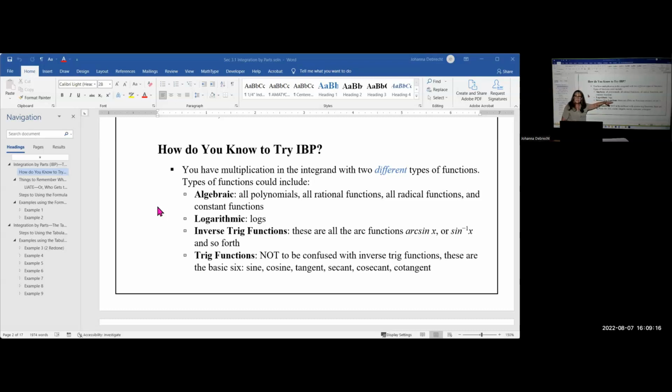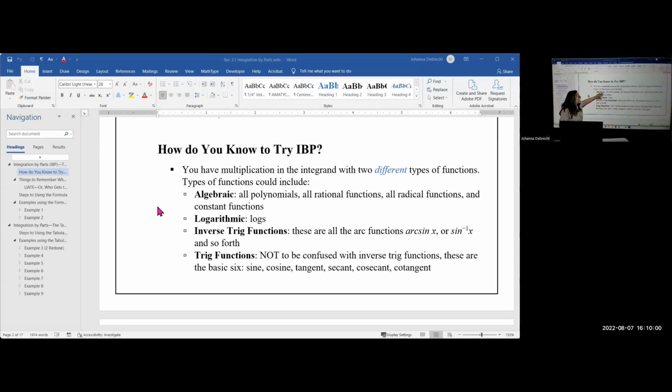Then we have inverse trig functions. These are also fundamentally different from algebraic and logarithmic. These are your arc functions, arc sine of x, arc cosine of x, arc tangent of x, the angle whose tangent is x, all right? So sometimes we write this with the inverse function notation, sine inverse of x, all right? So this is the function that undoes a trig function. These are a different type of function. And then, of course, we have the trig functions themselves, sine, cosine, tangent, secant, cosecant, cotangent, the basic 6. These are not to be confused with the inverse trig functions.